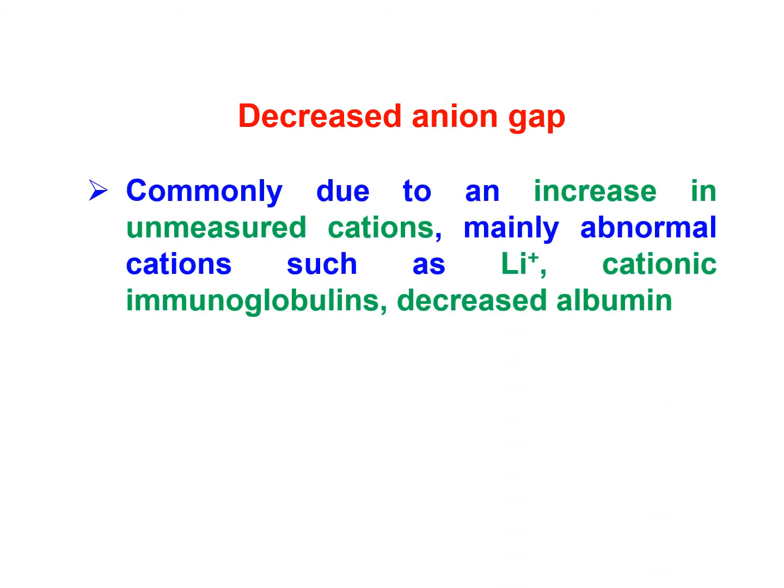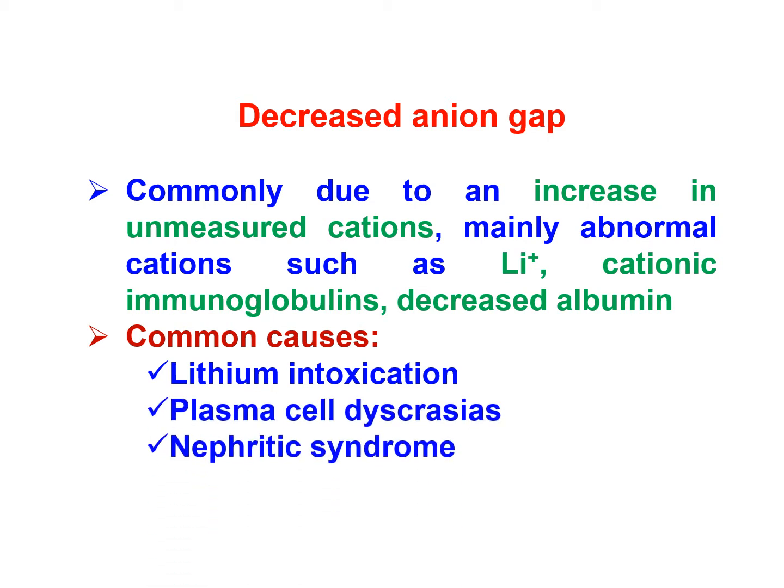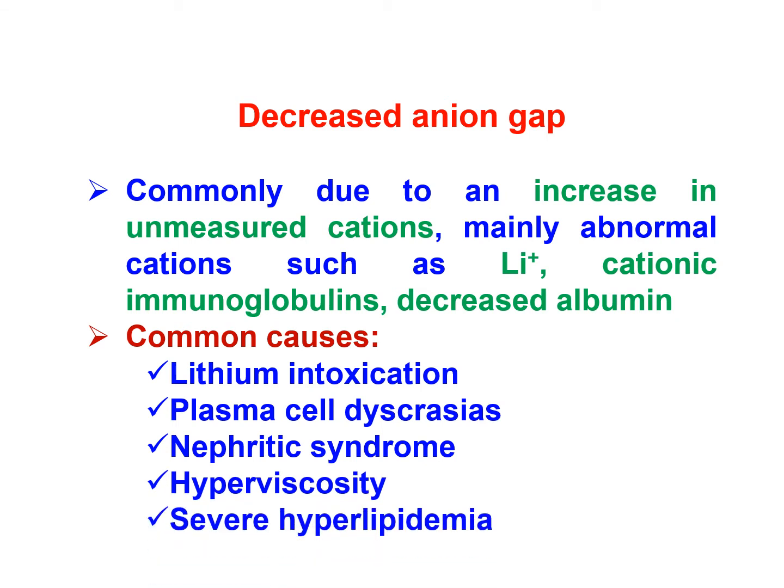Decreased anion gap is commonly due to an increase in unmeasured cations, mainly abnormal cations such as lithium, cationic immunoglobulins, or decreased albumin. The most common causes for decreased anion gap are lithium intoxication, plasma cell dyscrasias, nephrotic syndrome, hyperviscosity, and severe hyperlipidemia.